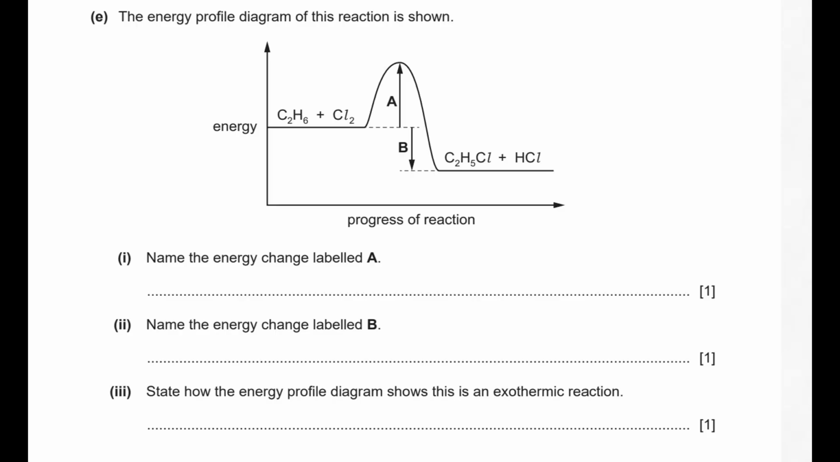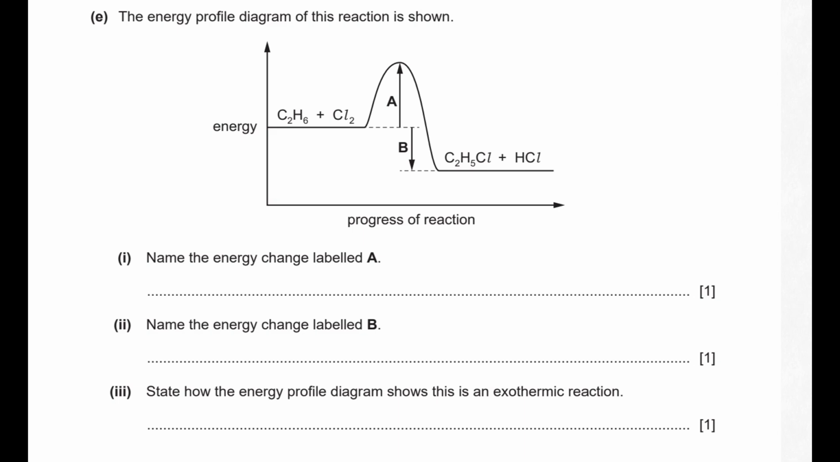Okay, let's do another one. So in this question, they say that the energy profile diagram of this reaction is shown. So they give us a graph which shows the amount of energy over the progress of the reaction. We can see our reactant's energy quite high, and then there's an increase in energy, a decrease in energy, and then our product's energy below it.